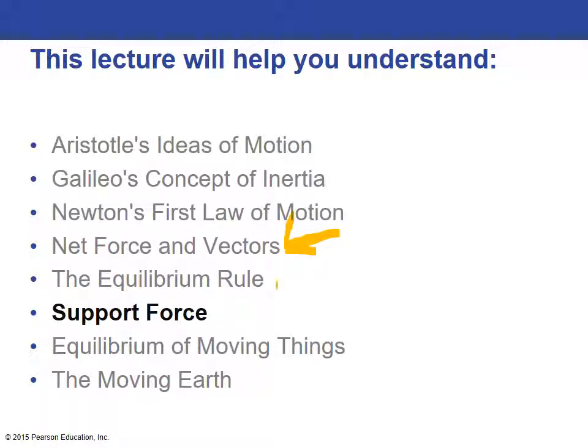We've talked about the equilibrium rule, which is saying when there is no net force, when everything adds up to 0, your brain should be saying, well, gosh, everything's got gravity acting on it, and why isn't everything always flying around? And here we're going to go into the support force, also called the normal force.